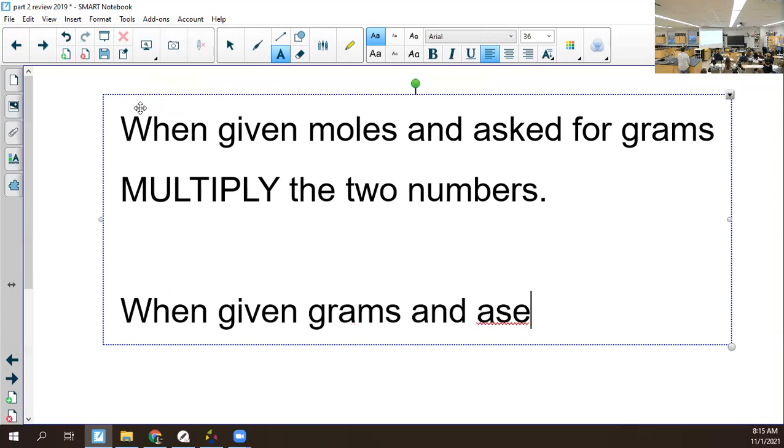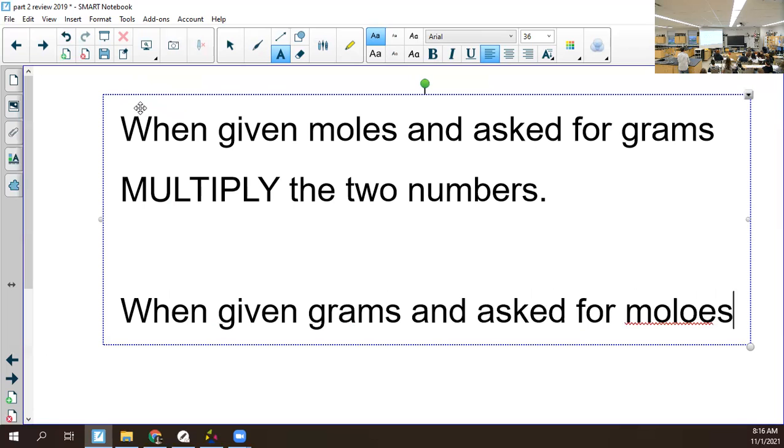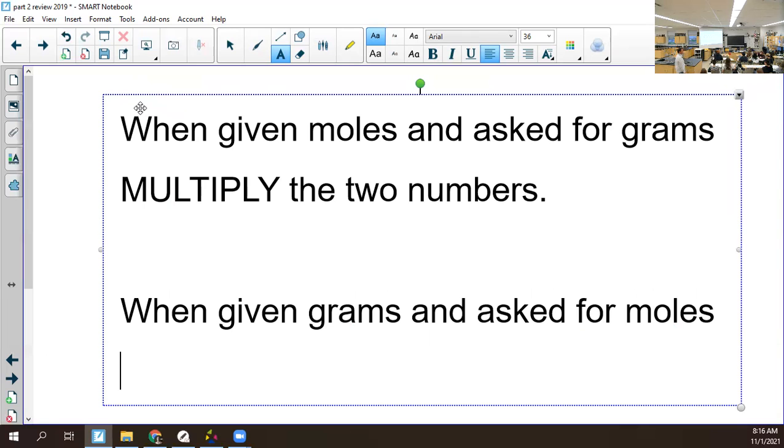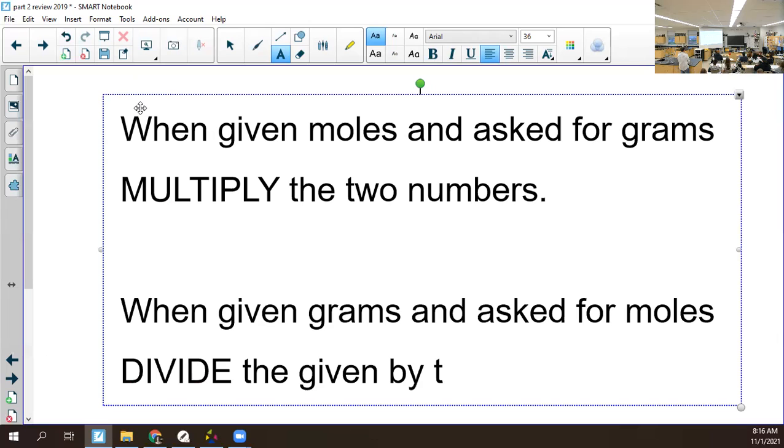Okay, when given grams and asked, oh, this is so much pressure, for moles. Okay, that was not my fault. I'm telling you, hold on. MOLES. Any guesses what I'm about to type? Tell your partner. Starts with the D. Okay. Divide the given by the molar mass.